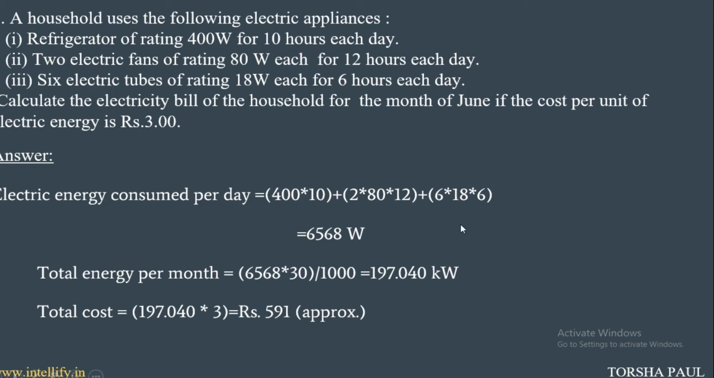Total energy per month, because for the month of June we are calculating. So, per month means it has 30 days. So, 6568 into 30. Why are we dividing by 1000? Because we have to calculate in kilowatts. Okay. So we get 197.040 kilowatt hours. Cost per unit is rupees 3. So we have to multiply it by 3. We get rupees 591 approximately. Okay. Thus the electricity bill is rupees 591.